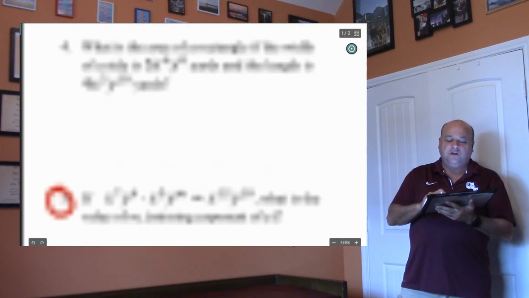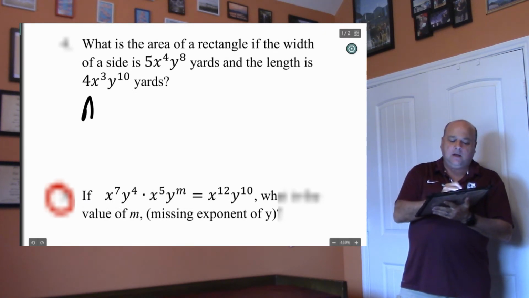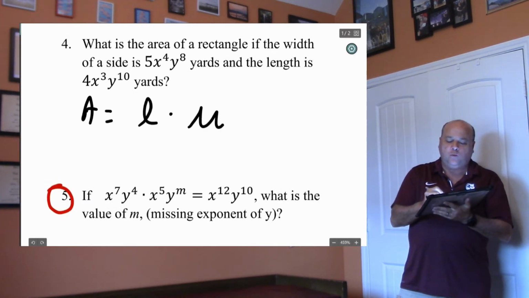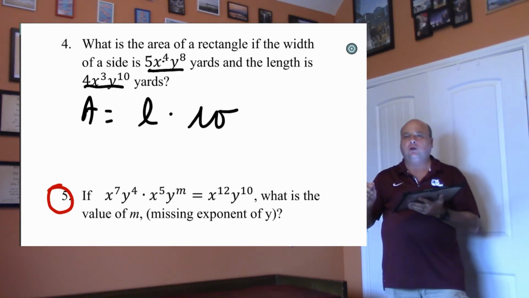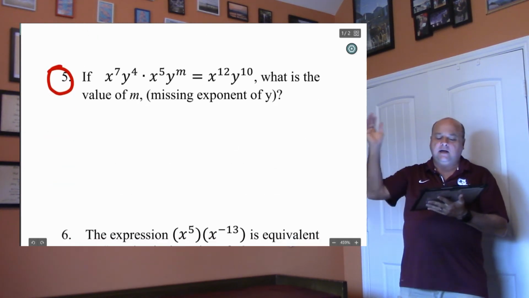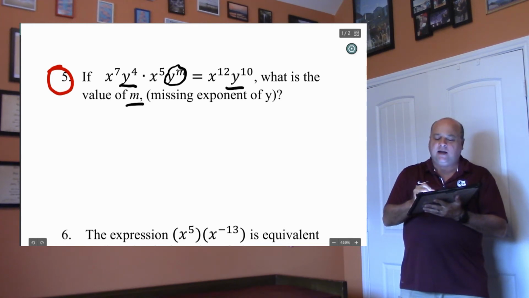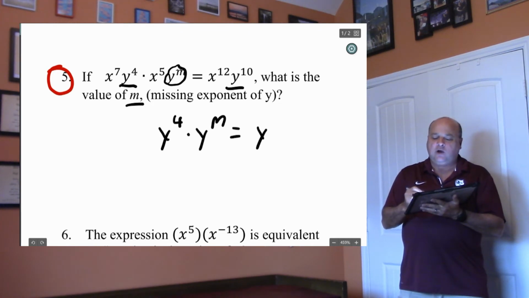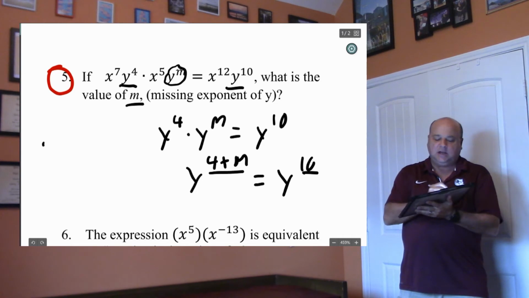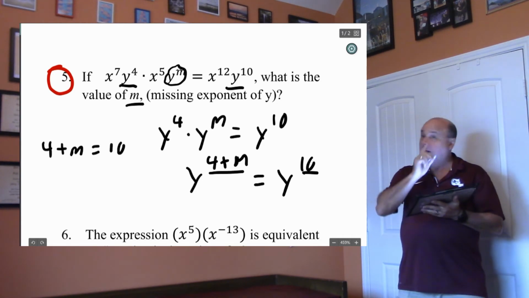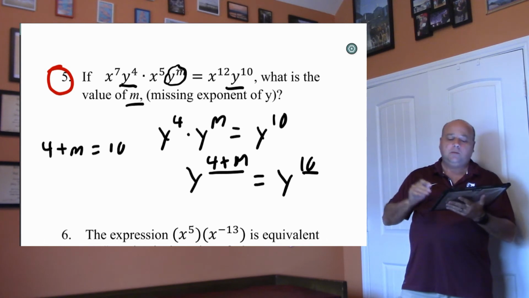On this one right here, I'm just going to help you out. Area equals length times width. This is my width and this is my length. So basically you're just going to multiply those. I'm not going to do that for you. Okay, number 5. What is the value of m? The m is right here. So I'm just looking at my y's. I know y to the 4 times y to the m has to equal y to the 10, doesn't it? So I know that y to the 4 plus m equals y to the 10, and I'm going to set this equal to this. And I'm going to let you solve for the m, okay? That's going to be pretty simple stuff.